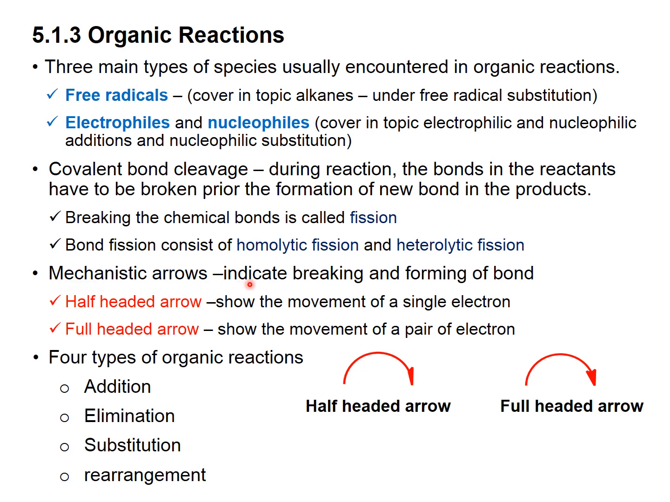Mechanistic arrows indicate breaking and forming of a bond. Half-headed arrow ni half-headed, dia ada satu kepala saja, setengah kepala. Full-headed, dua kepala. So yang half-headed ni is for single electron. Full-headed is for 2 electrons. Transfer of 2 electrons. So half-headed, single saja kepala dia, kamu buat arrow jadi macam ni. And this is for two-headed arrow.